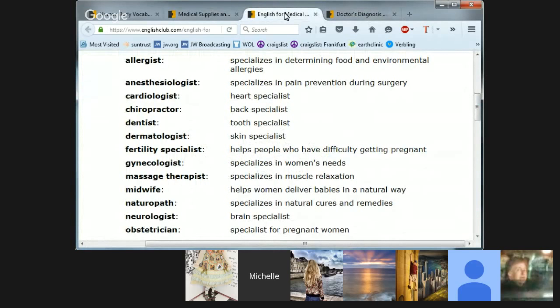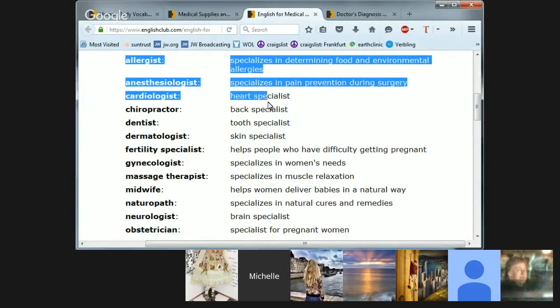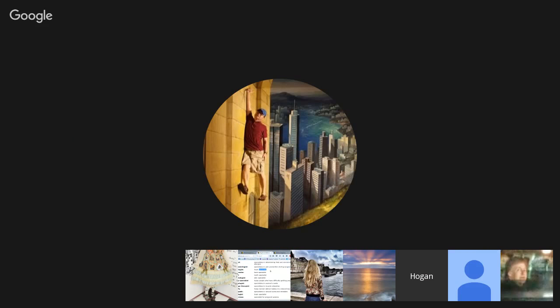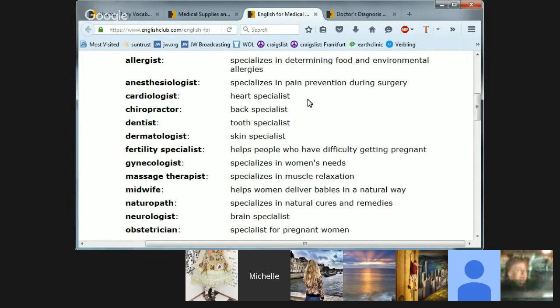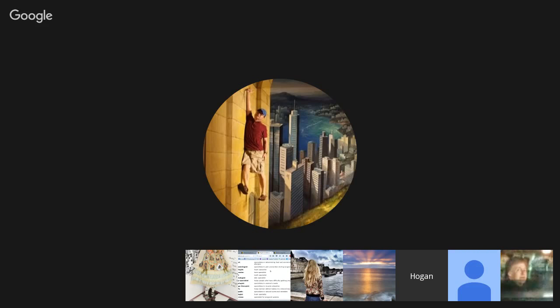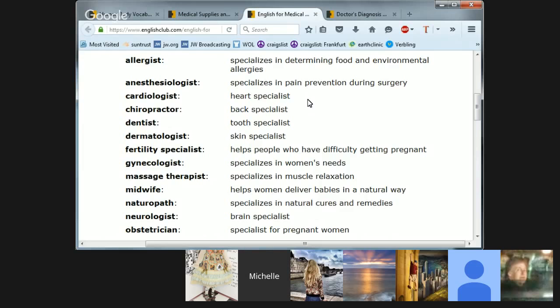And maybe I can ask Hogan. Hogan, would you like to read maybe the first three here? Allergist specializes in determining food and environmental allergies. Anesthesiologist, it's very difficult to pronounce. Anesthesiologist specializes in pain prevention during surgery. Cardiologist, heart specialist. Very good, nice.